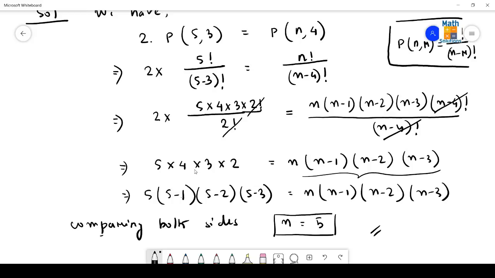If I go for solving both the sides, it will be taking lots of time, yes or no? Therefore comparing both the sides, this can be evaluated very easily and comfortably.